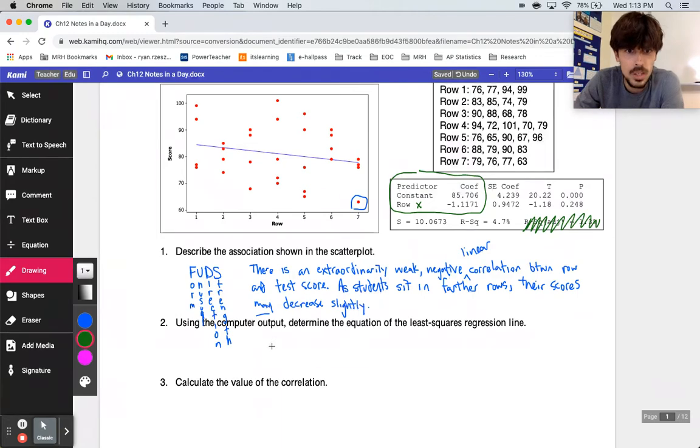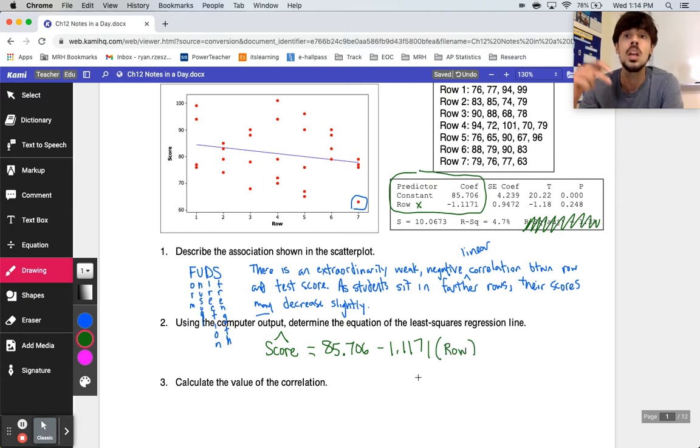So if I was going to write the equation, I like to do it with the words from the problem so I don't have to define my variables. My predicted score is going to equal, and we like to put the y-intercept first, and then it would be minus 1.1171. And instead of writing x, which I'd have to define, I'm just going to use the word row. You could do y hat and x, but you would have to define them separately. So that's going to be the equation of that blue line that you can see on the scatter plot.